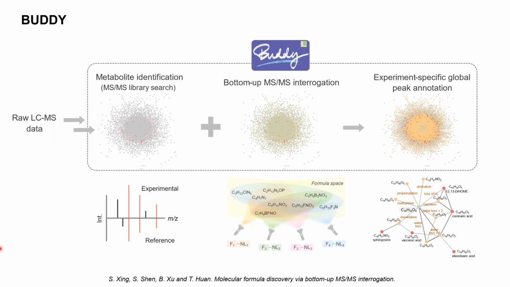The schematic workflow of BUDDY is shown here. BUDDY takes metabolomics data and first performs metabolite annotation via routine MS2 spectral library search. For the features that don't have annotations, bottom-up MS2 interrogation is conducted to accurately determine their molecular formulae. Even for unknown metabolites that have not been reported in literature, their molecular formula can be produced. Finally, BUDDY incorporates an experiment-specific global peak annotation to further improve annotation accuracy through peak-to-peak relationships.